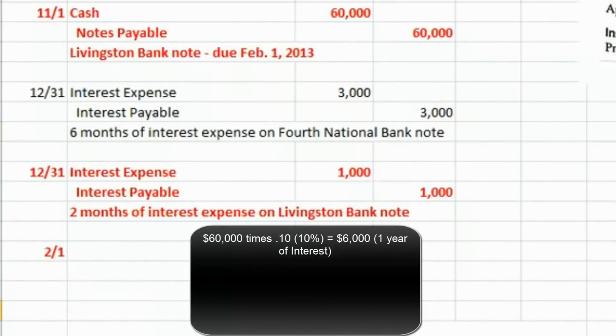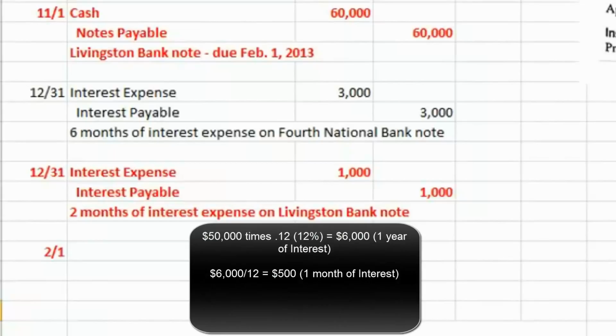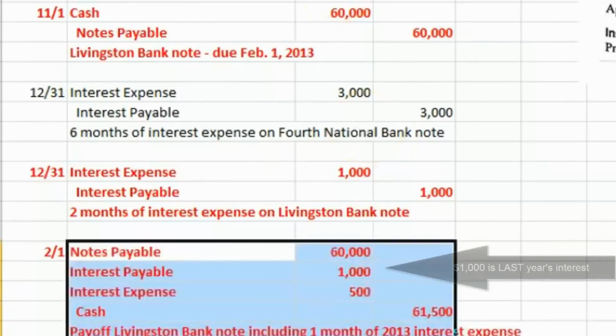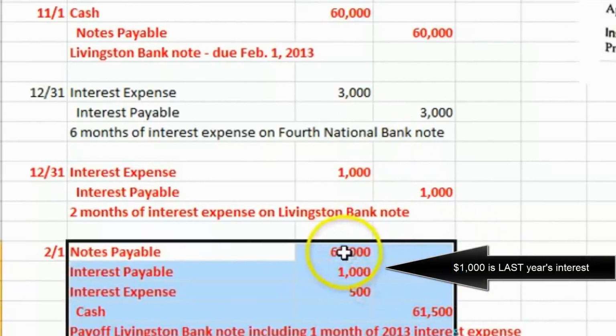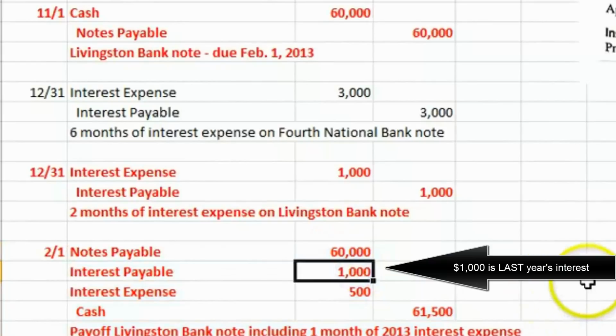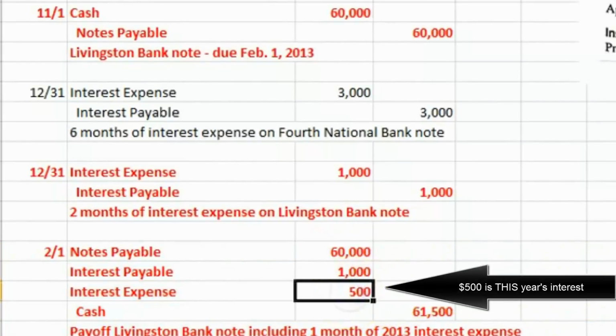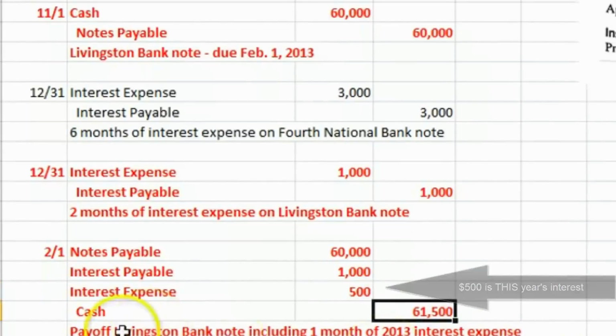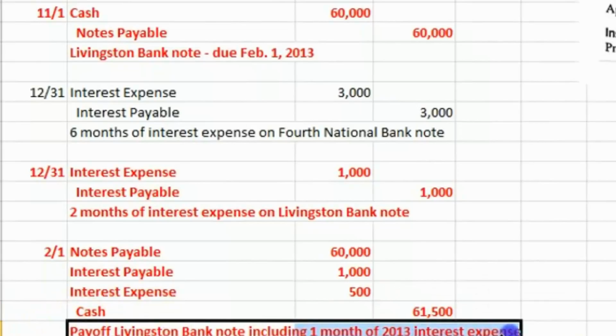So interest equals principal, in this case Livingston Bank's $60,000, times rate, which is 10%. That would give us a year's worth of interest, but we only want 1 month, so we divide by 12 and we get $500. So when we pay the note off, we debit notes payable to get rid of the liability for the note, debit interest payable to get rid of the liability for the interest payable, and book January's interest expense. So we write a check for $61,500. And maybe we put a little memo in here to tell the world exactly what we did. We paid off the Livingston note, including 1 month of 2013 interest expense.